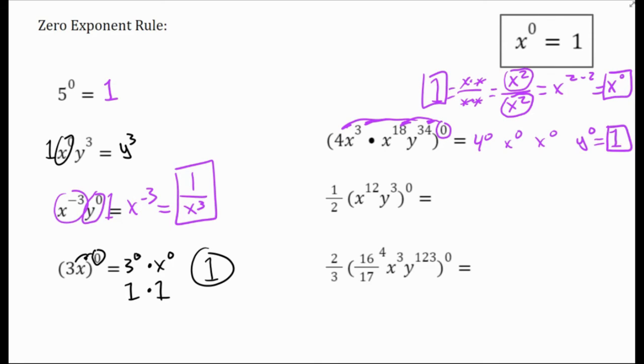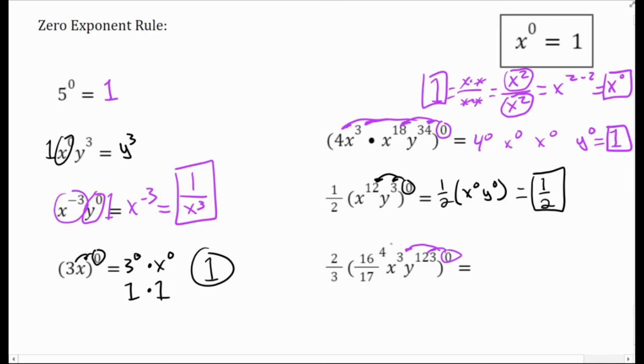So we got 1. This one here, the 0 distributes only to the stuff inside the exponent. So I get 1/2 times x to the power of 0, y to the power of 0, which is just 1/2 times 1. So our final answer here is 1/2. Then lastly, same idea. No matter how big or weird these numbers get, anything to the power of 0 is just 1. So for this final answer, you get 2/3 times 1, which is just 2/3. And that is our zero exponent rule practice problems to help us simplify exponents.